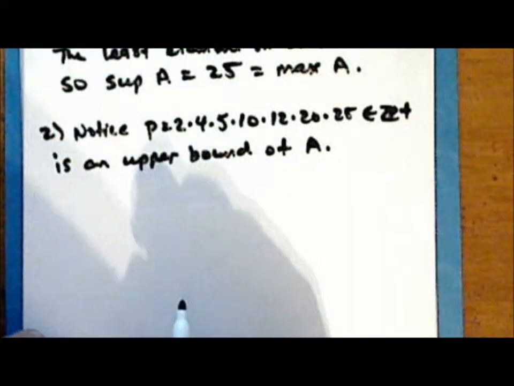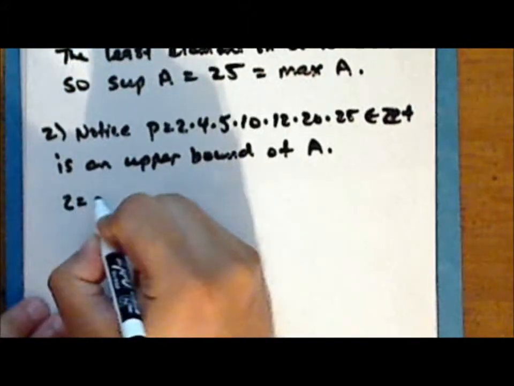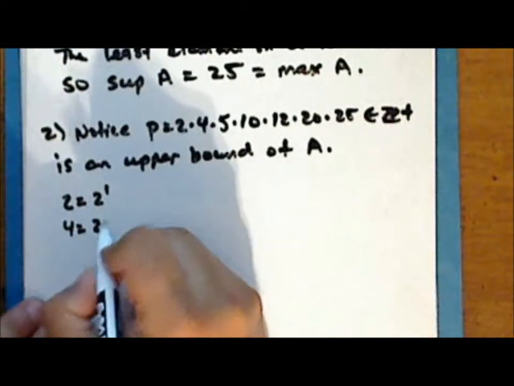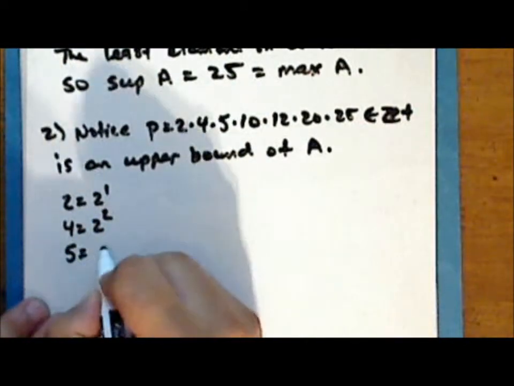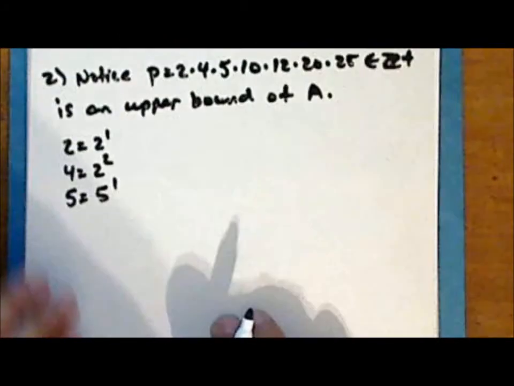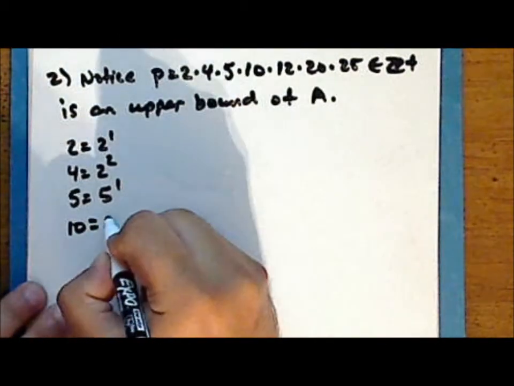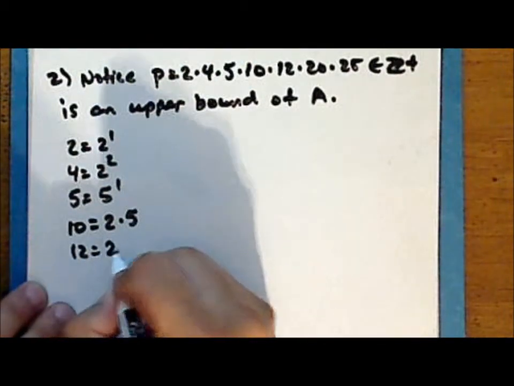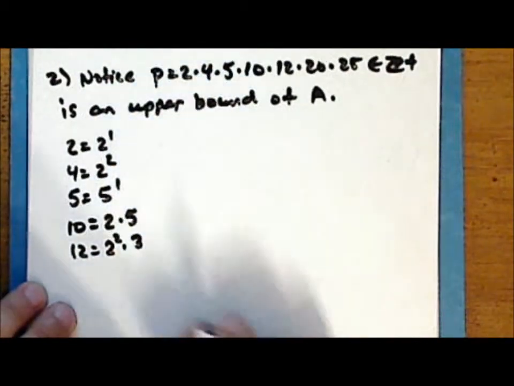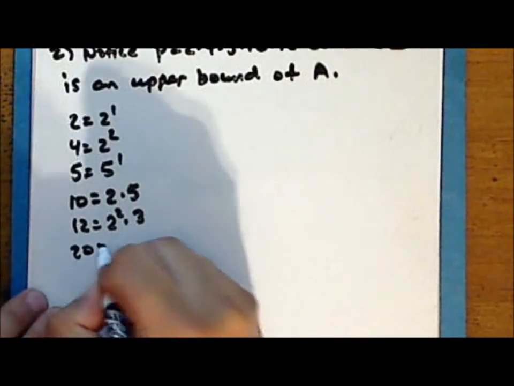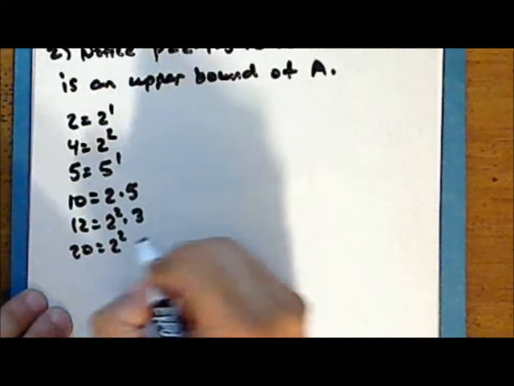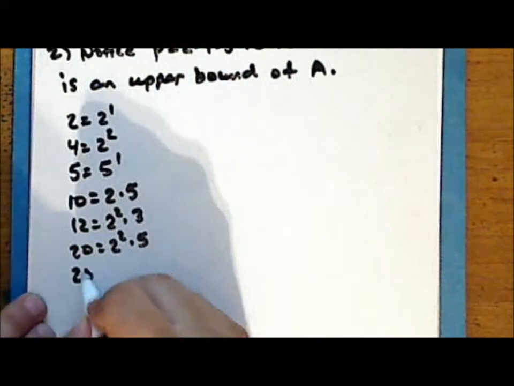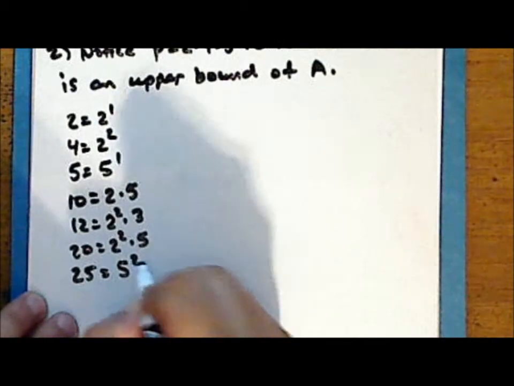We begin by looking at the prime factorization of the elements in the set A. So 2 is the prime number 2 to the power of 1. 4 is 2 to the power of 2. 5 is 5 to the power of 1. 10 is the prime number 2 times the prime number 5. 12 is 2 to the power of 2 times 3. 20 is 2 to the power of 2 times 5. And finally, 25 is 5 squared.